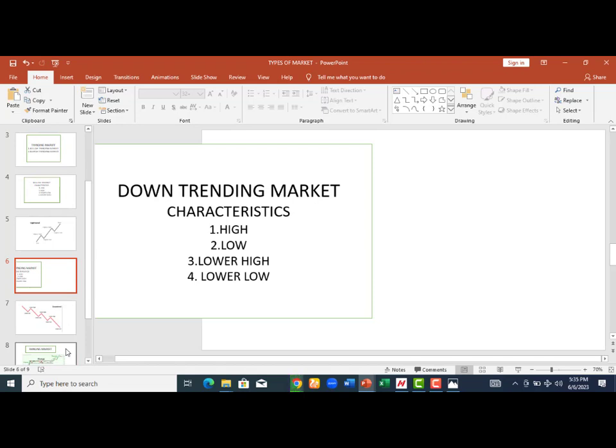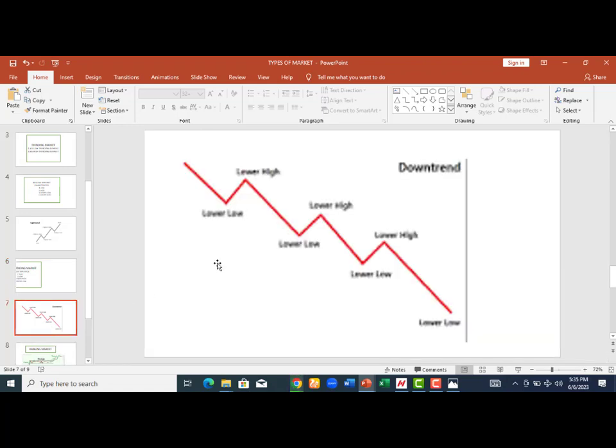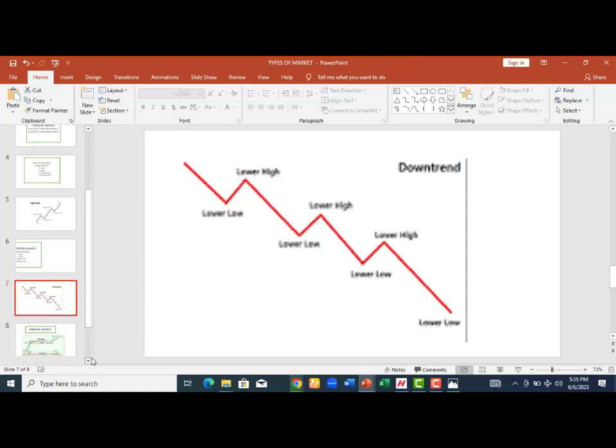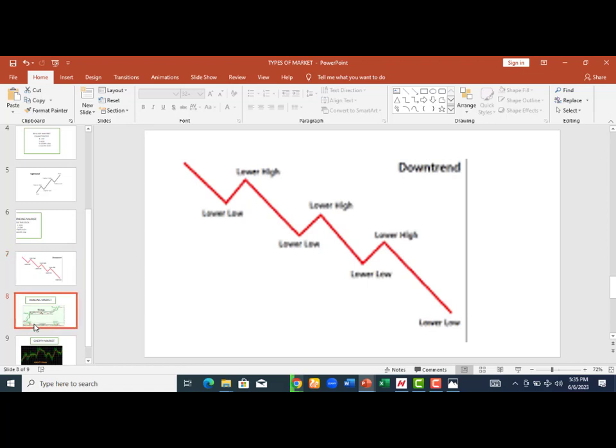We said it must have a high, a low, a lower high, and a lower low. So we gave a good example here. You can see high, low, lower high, lower low, lower high, lower low, lower high, lower low. So we went ahead to establish that if you wish to sell in a downtrending market, sell at lower highs in that particular market.